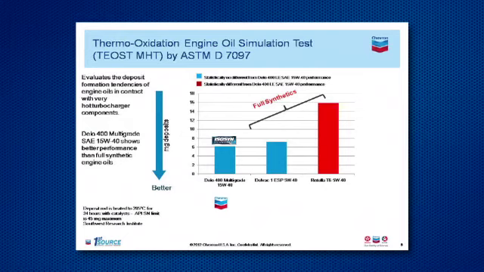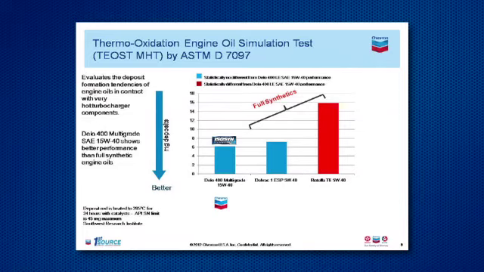So one of the things we can do is run an actual ASTM test. So this is not a Chevron test. This is a test you can go out to the industry, to a third-party lab, and say, run this test for us, and they'll run the test for you. The ASTM indicates there's a set procedure, and there are set statistics around running that test. So you can see on the left-hand side, Delo 400 multigrade, which is the same product you can buy in this market. We compared it to the Delvac 1 ESP 540 and Rotella T6.